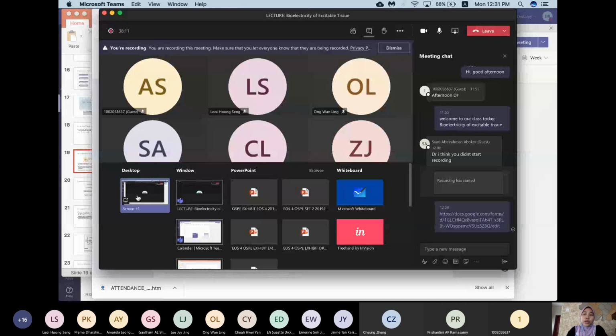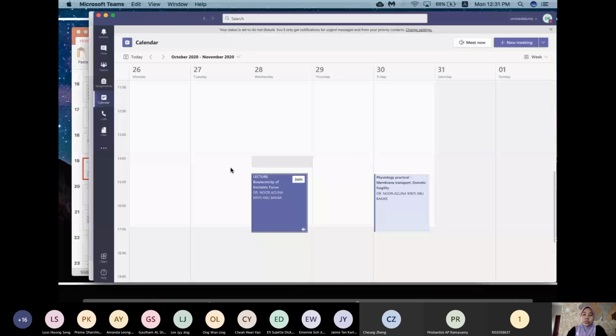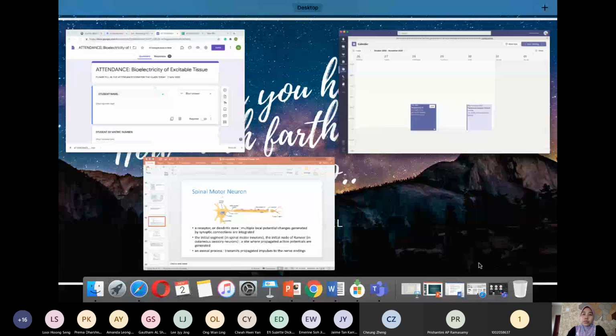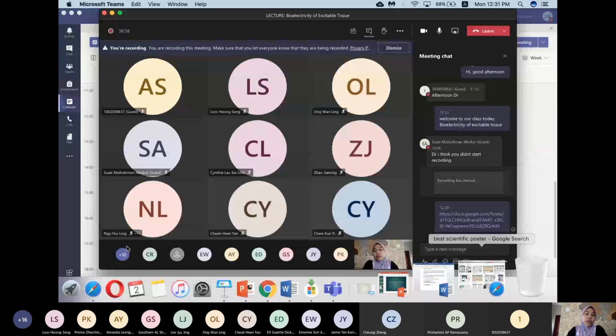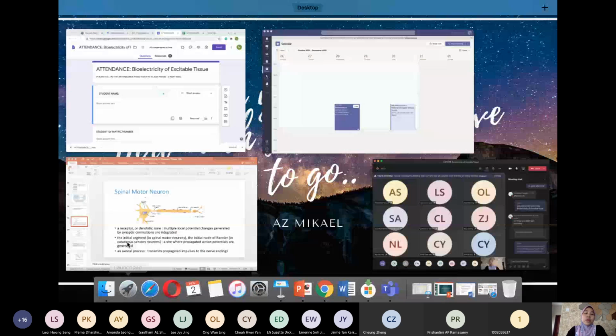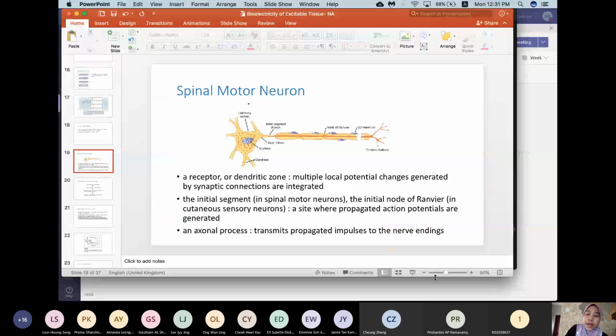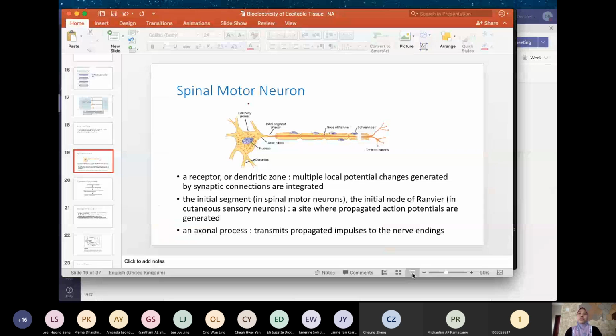Oh, my computer is performing slow. Okay, it's okay. Alright, so I hope you can see my slide right now. It's on the spinal motor neuron.